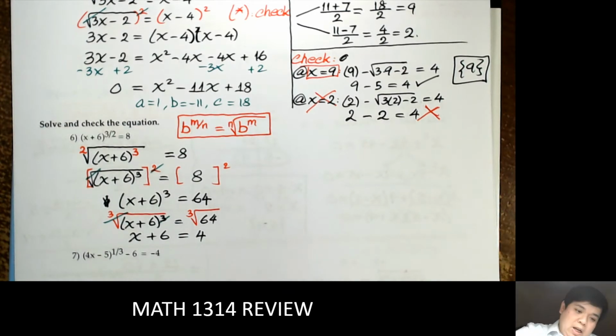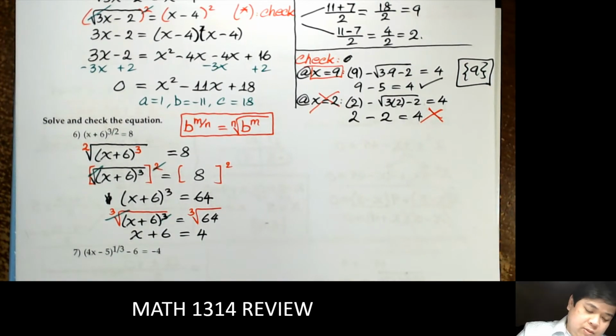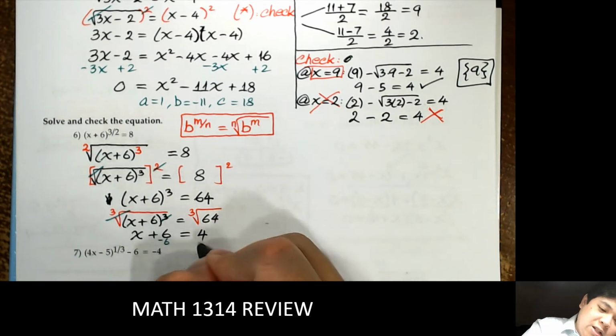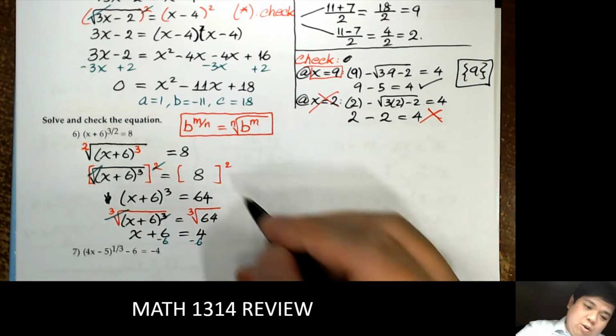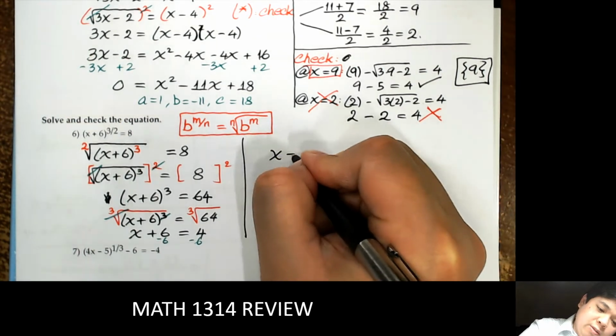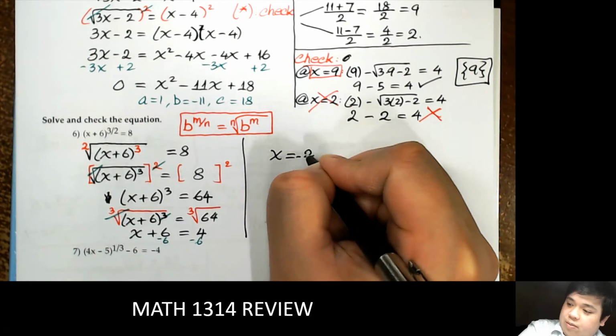And the cube root cancels the cube. We have x plus 6. The cube root of 64 is 4. And then minus 6 on both sides. We have x equal to negative 2, that is.